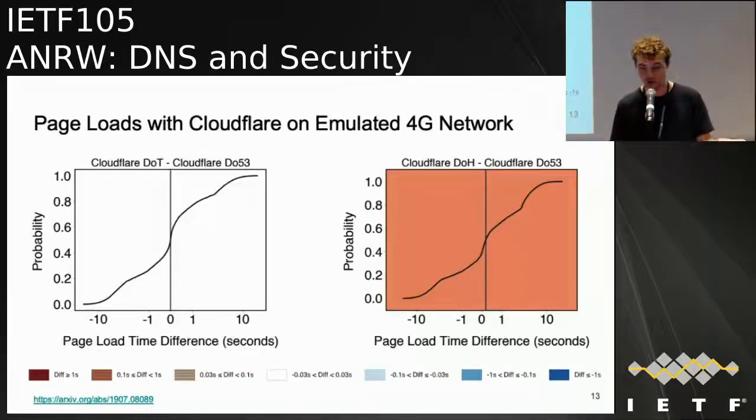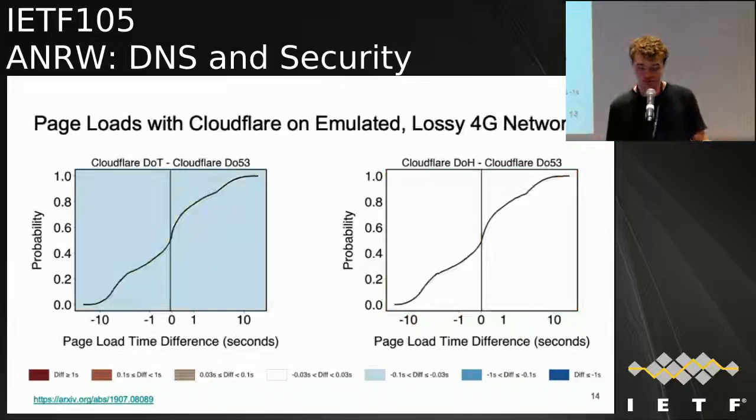You still see on the left plot that DoT is performing within plus or minus 30 milliseconds in page load times compared to DO53. But now if you look at DoH, this picture starts to change, right? The background indicates that the median difference between DoH and DO53 is over 100 milliseconds. The actual median here is about 153 milliseconds. So again, once you go to an emulated 4G network, DoH starts to drop in performance, but DoT stays about the same.